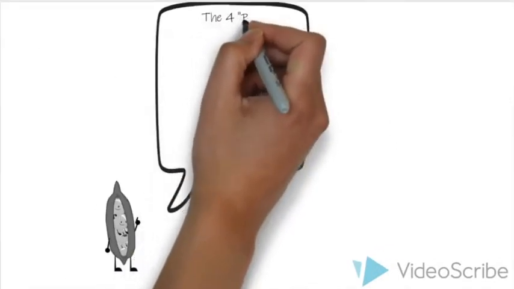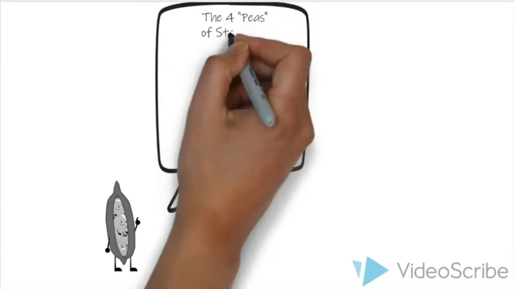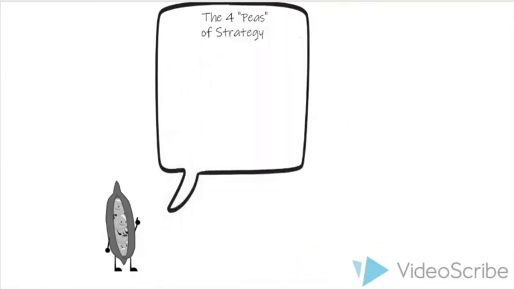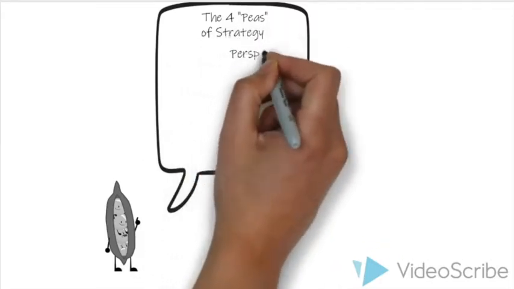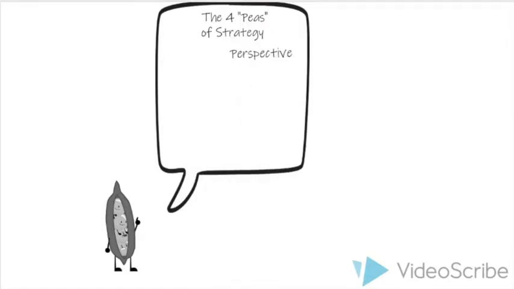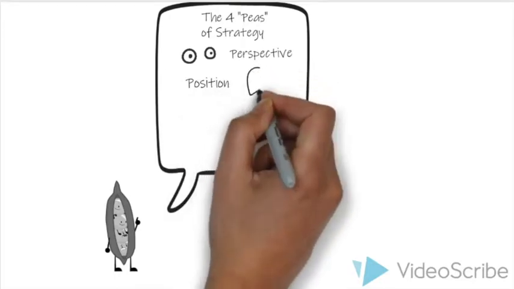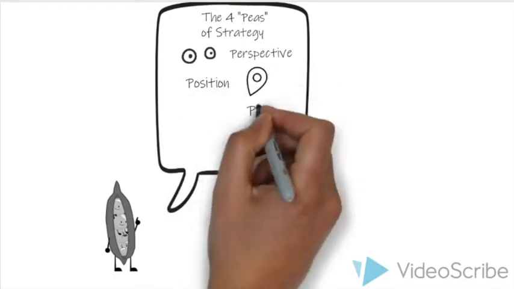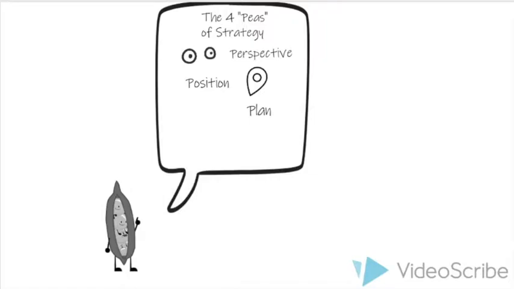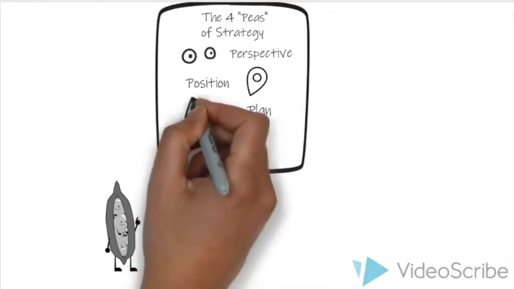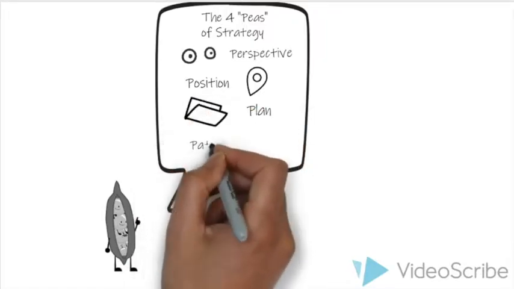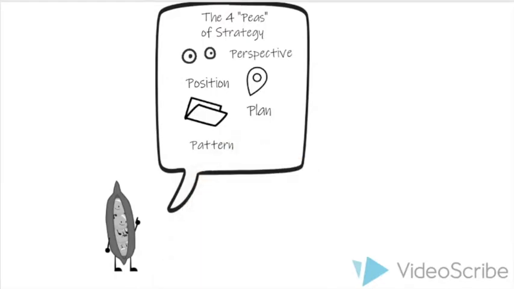There are 4 P's to keep in mind. First is perspective. Consider the direction of the company. What is the company's vision? Second is position. What basis is the provider competing on? Third is plan. What is the plan behind the strategy? And last is pattern, which goes along with how a particular strategy may fit into the company culture.